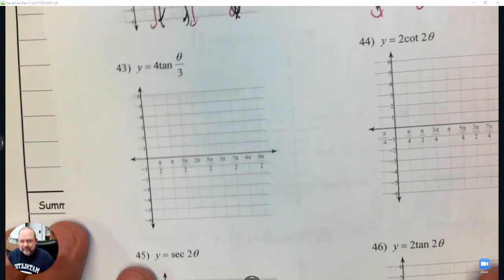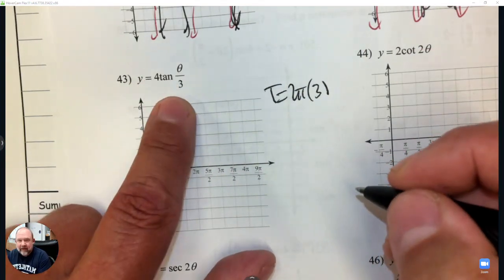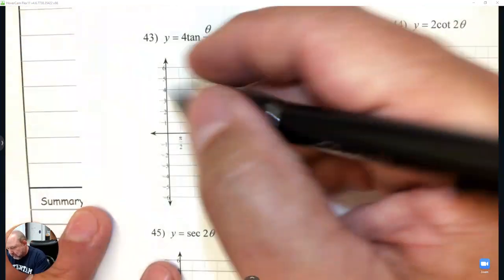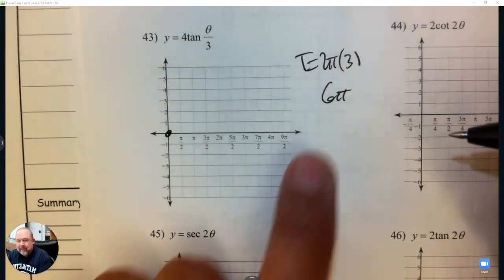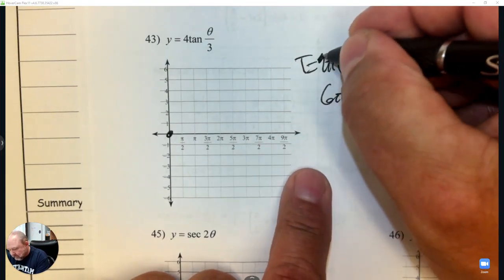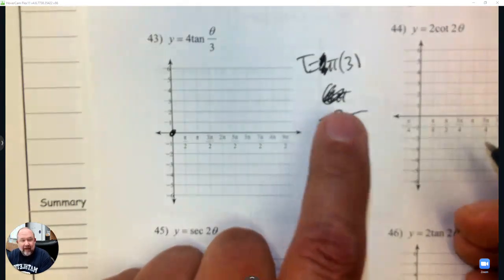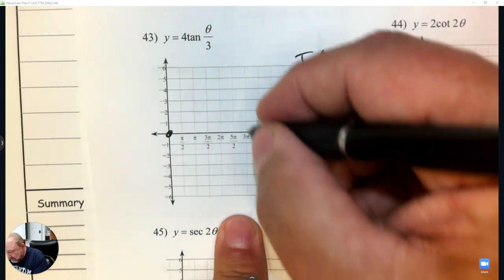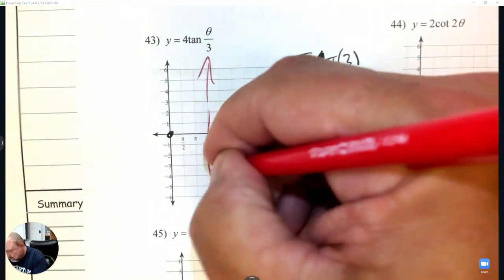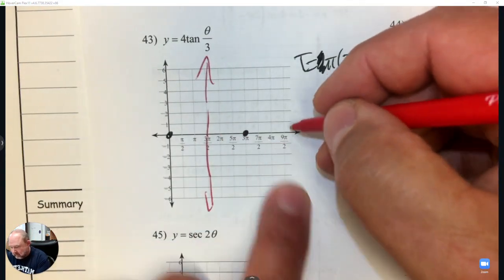All right, number 43. So the period would be 2 pi, and then instead of dividing by 3, we multiply, so that gives me 6 pi. Tangent starts with a point right here in the middle. And then at 6 pi, oh, I'm sorry. For tangent, it's not 2 pi, but it's pi. And when you multiply, that means the end would be at 3 pi. So right here at 3 pi. Exactly in the middle is going to be an asymptote. And that's the pattern. Point, asymptote, point, asymptote.